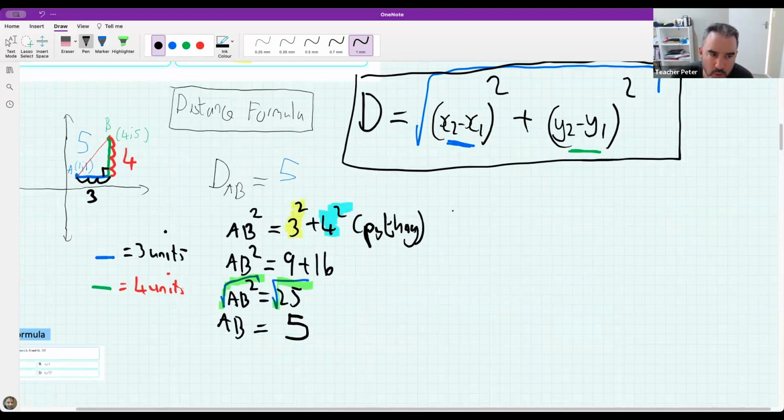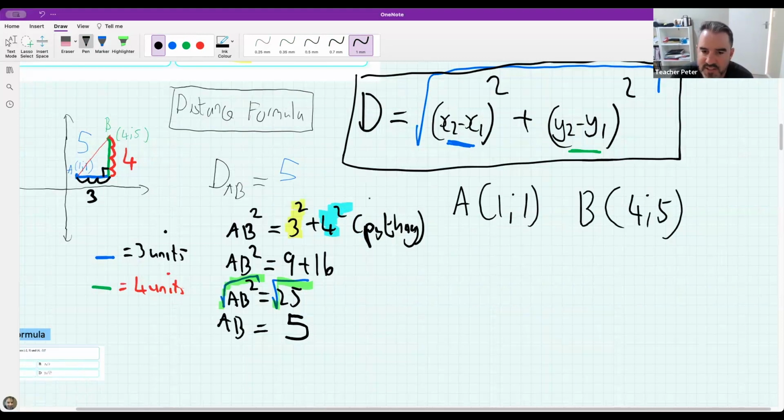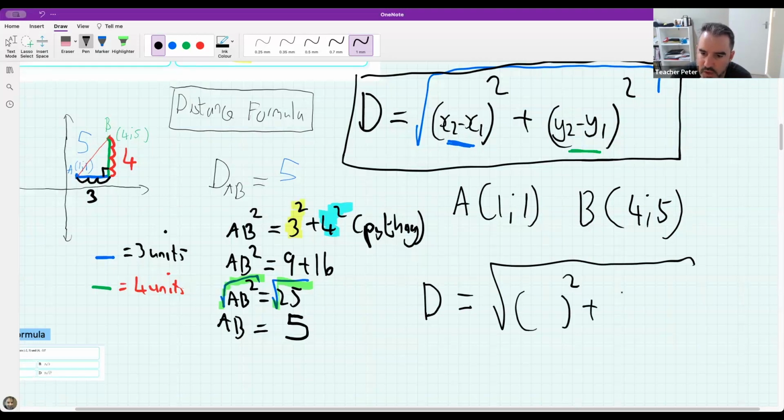My original point was the point (1, 1), and B was the point (4, 5). Instead of doing this whole long complicated thing, I could have just done this. I could have said that squared plus that squared. And then you have a choice. I'm going to choose the second point, but it doesn't really matter. I'm going to go 4 minus 1. So 4 minus 1, and over here, 5 minus 1.